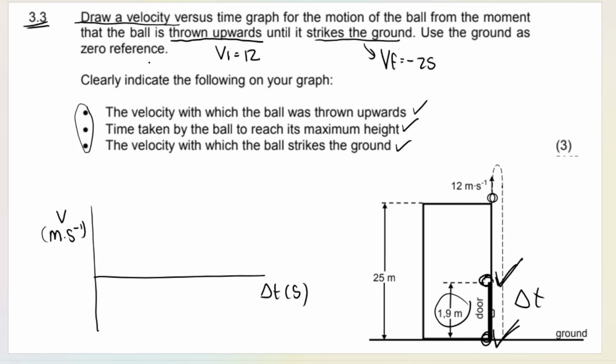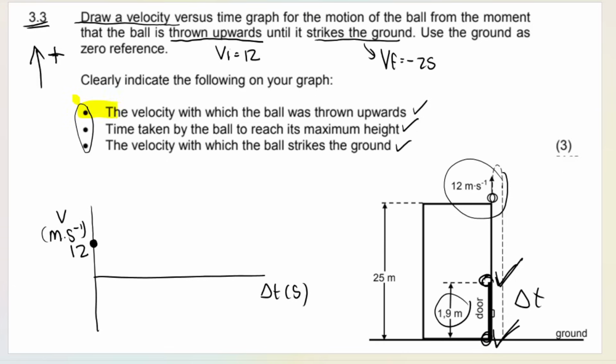First of all, the velocity with which the ball was thrown upwards. Now remember, again, I chose up as positive. You can't change it now. I must keep up as positive. The ball was thrown with 12 meters per second upwards, so it's going to be a positive 12. So I indicate over here on my graph, positive 12. That's your initial velocity.